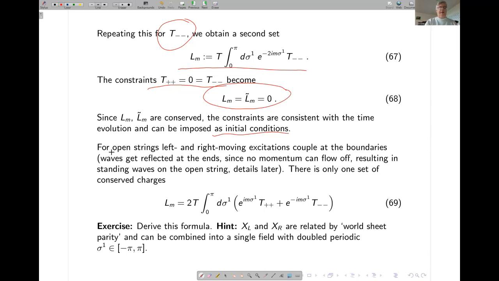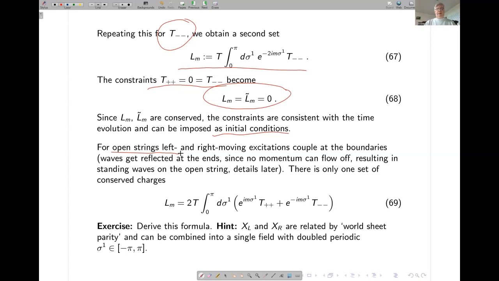For open strings, you can repeat the analysis. But here the boundary conditions couple left and right moving modes. You will see later explicitly from the explicit solution what happens if that left moving wave runs into the boundary, is reflected and goes back. So left and right moving waves combine into standing waves.